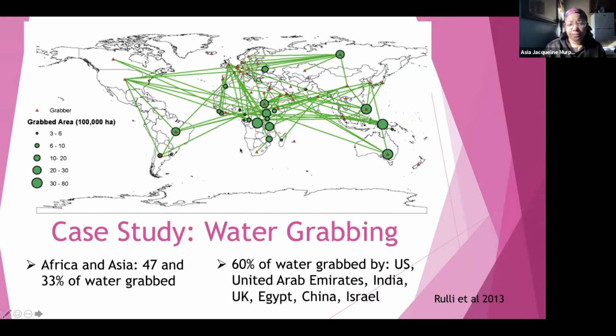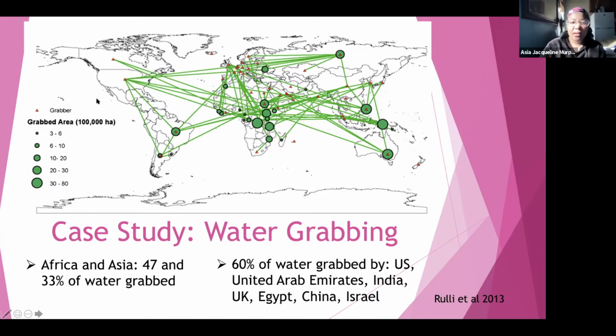We can see that these circles, as they get bigger, mean that there's more area that has been grabbed. And these green lines are supposed to connect the area that's grabbed to the red triangles, which are the grabbers. But this is a mess of a diagram, and I kind of wish that they had done a little bit better.